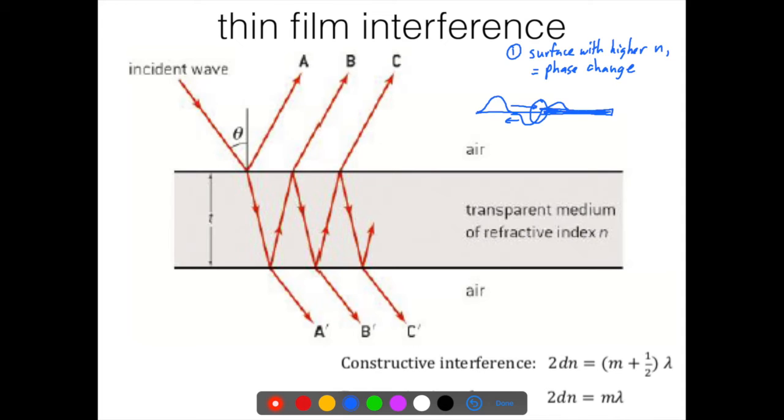Now this is going to be really important, because what that means is when I get to this surface between the air and the medium that has an index of refraction of n, because this n is likely larger than air, because air is n equals 1, because this index of refraction is larger, that means that when I hit this surface, and only the reflection part, I'm going to have a phase change. So phase change. It's going to invert 180 degrees, or in other words, pi.